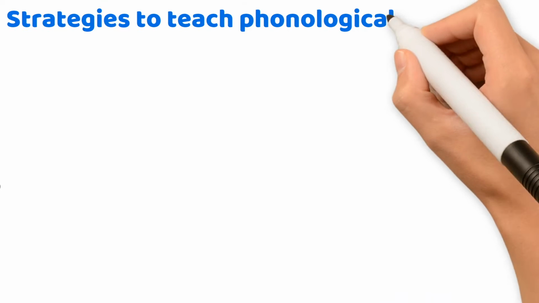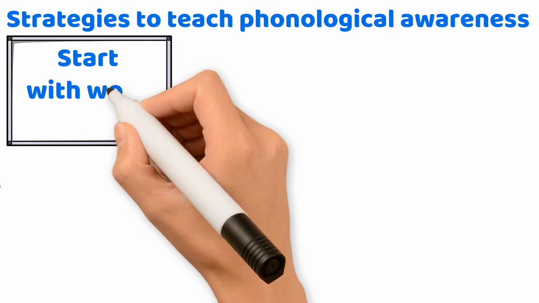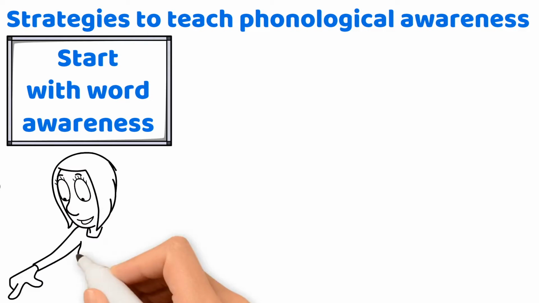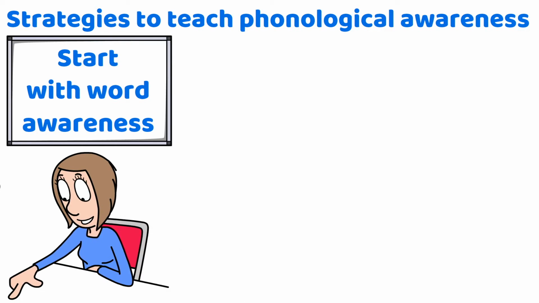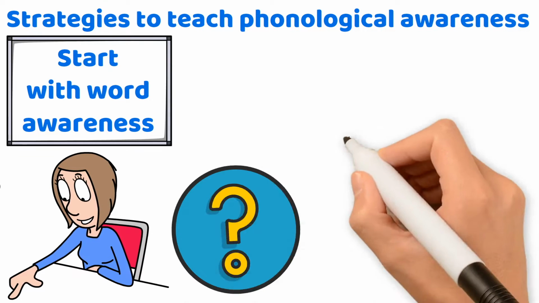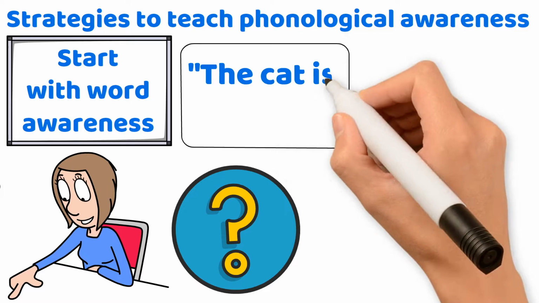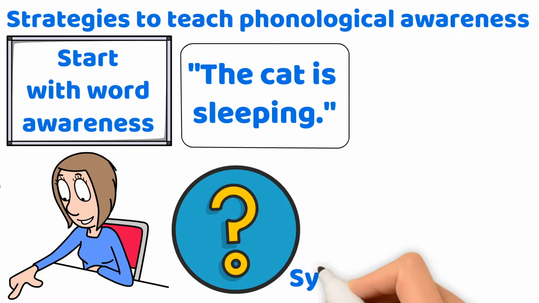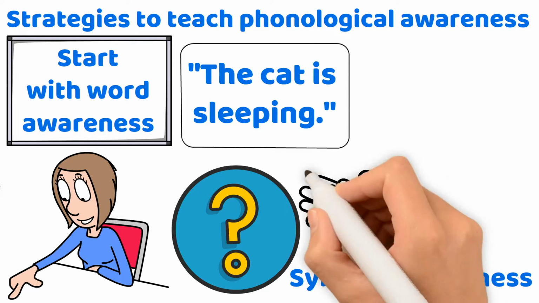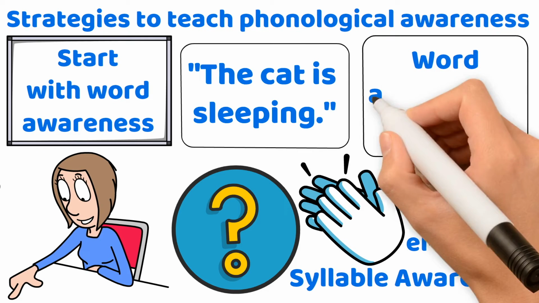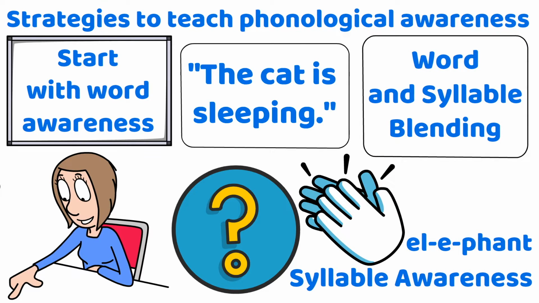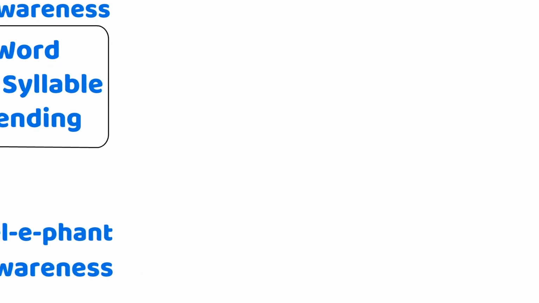Moving forward, let's talk about strategies to teach phonological awareness. First, start with word awareness by asking students to identify words as separate meaning units. For example, ask how many words are in the sentence, "The cat is sleeping." Progress to syllable awareness, such as clapping out the syllables in elephant. Use word and syllable blending activities to build their ability to connect spoken language to reading.